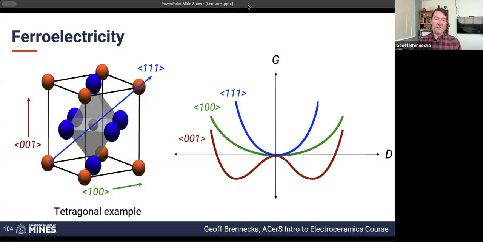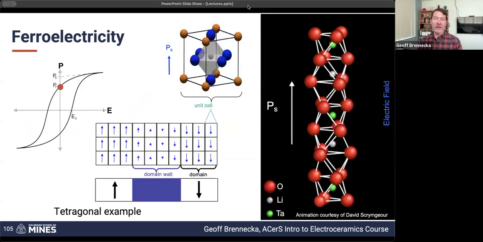This is just a schematic showing what's happening from an energy perspective for that center ion along each of these directions. Along 0, 0, 1, it's already offset a lot, and so getting it to go any further from there takes more energy. Whereas along 1, 0, 0, it's relatively easy to get it to displace a lot. And that's why the permittivity along 1, 0, 0 is the highest. All right, so that's for a single unit cell.